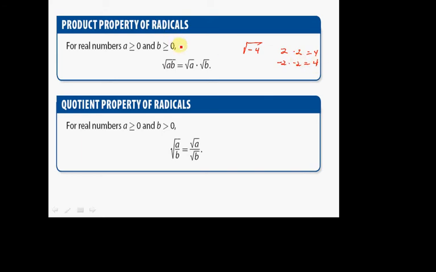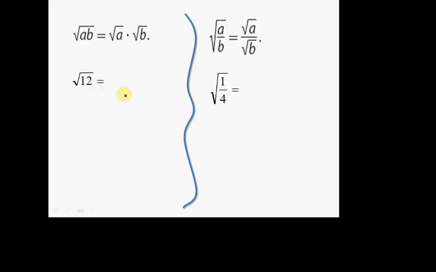So that's what this is all about, okay? That's why a has to be greater than or equal to 0. Basically what it's saying is it can't be negative. And then down here, same rules apply, same basic rules, but then the square root of a divided by b is equal to the square root of a divided by the square root of b. Let's take a look at this in action here.